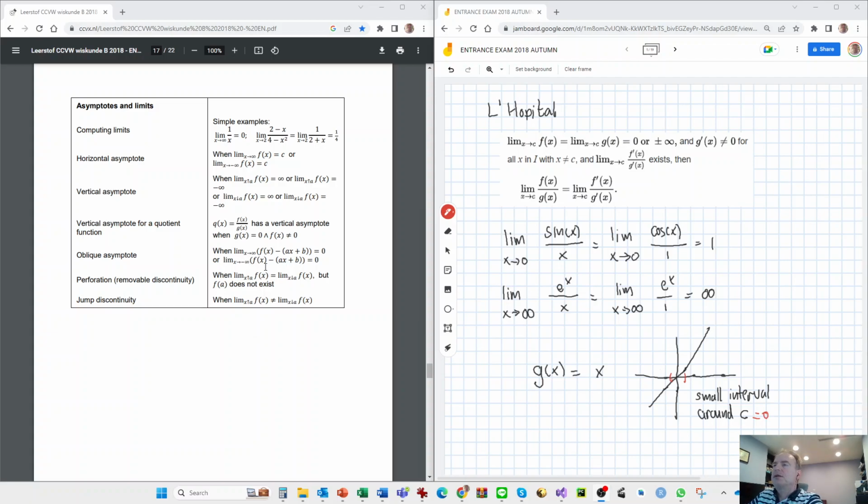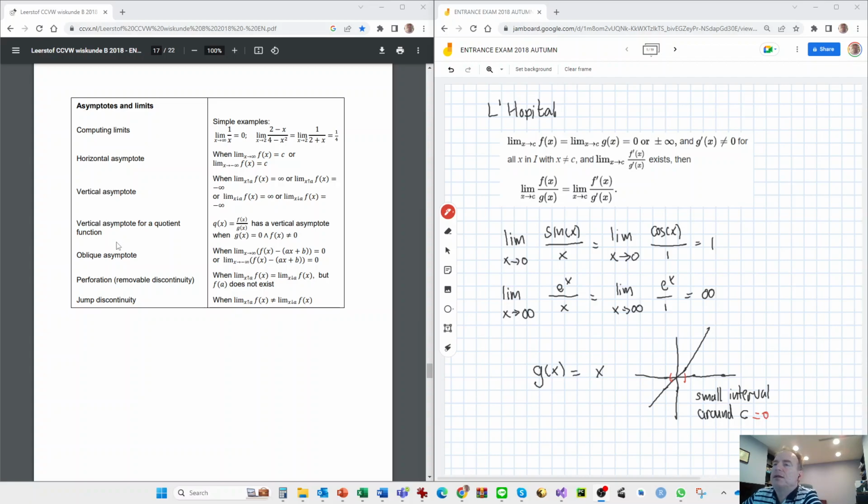Finally, an important topic is limits. You need to be able to compute limits, and you need to be able to tell if a function has a horizontal asymptote or a vertical asymptote by evaluating limits. A particular example would be a function f(x) divided by g(x), where g(x) is equal to 0, but f(x) is not equal to 0. This one, according to this rule, will have a vertical asymptote.